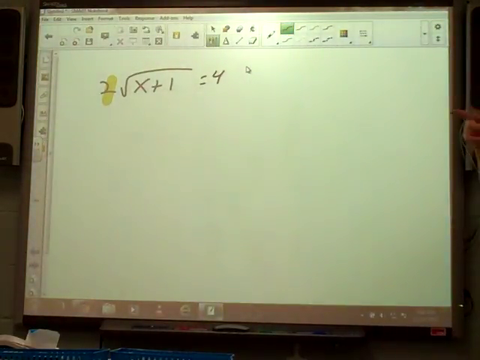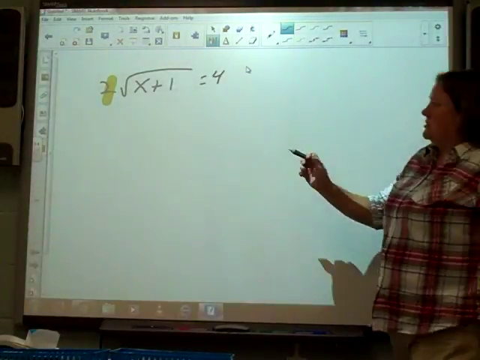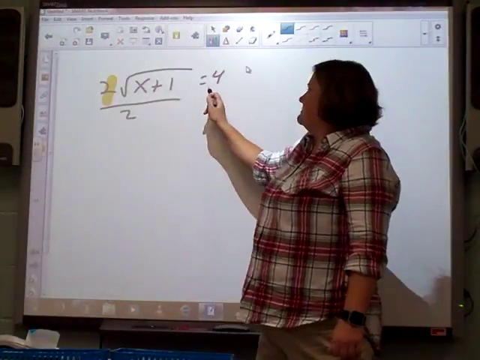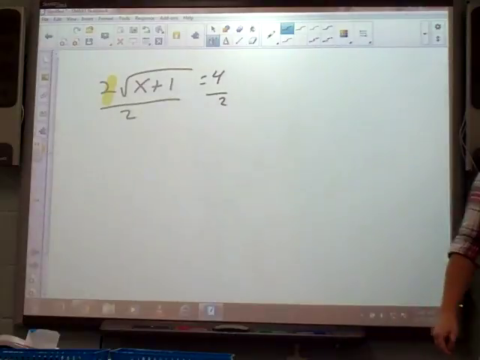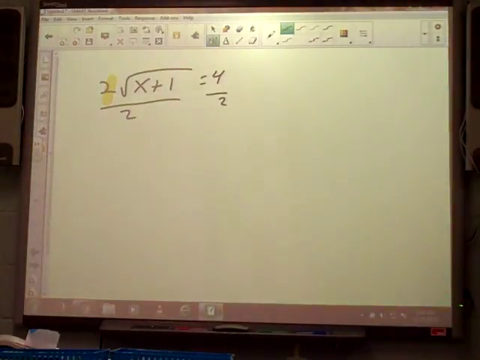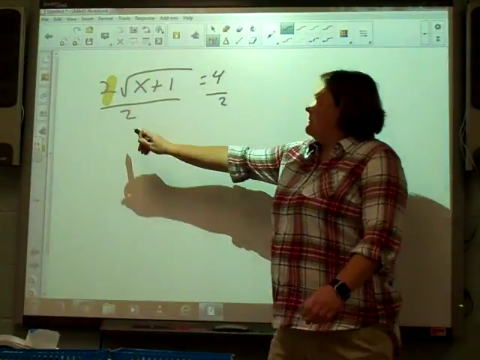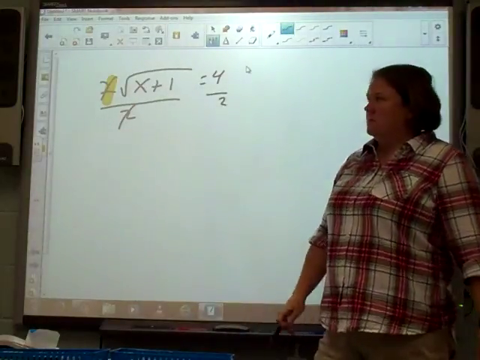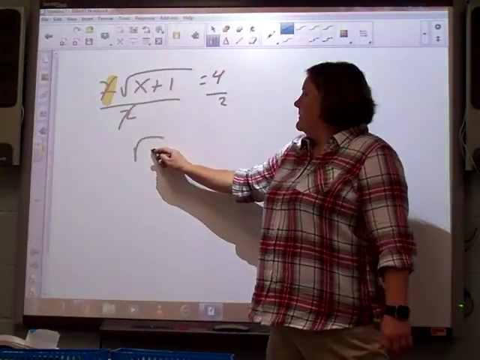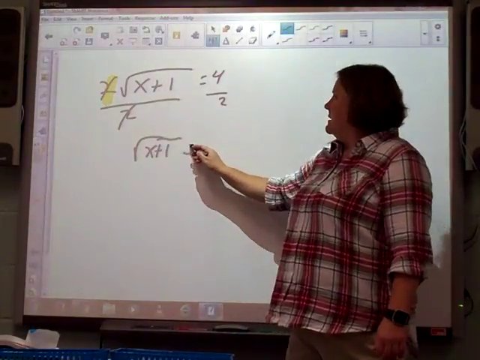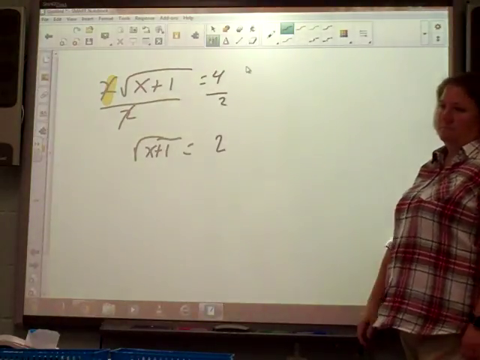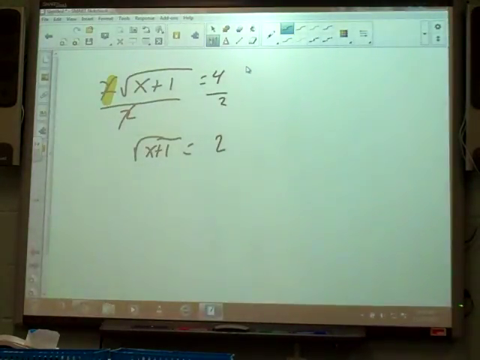Divide. Good, the opposite of multiplying by 2 is to divide by 2, so we're going to divide both sides by 2. Same steps as it was when it was a middle school equation. Here the 2 divided by 2 is 1, it just cancels out. So we've got the square root of x plus 1. Over here 4 divided by 2 is 2. Okay, we haven't done anything earth-shattering so far, everybody okay?